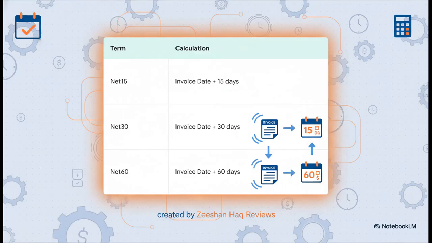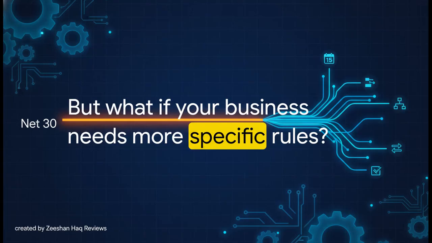And this shows that basic logic perfectly. I mean, you've seen these terms a million times, right? Net 15, net 30, net 60. Well, in Dynamics 365, these aren't just words, they're direct commands. Net 30 literally means, hey system, take the invoice date and add 30 calendar days. Simple enough, right? Well, of course, business is rarely that simple.